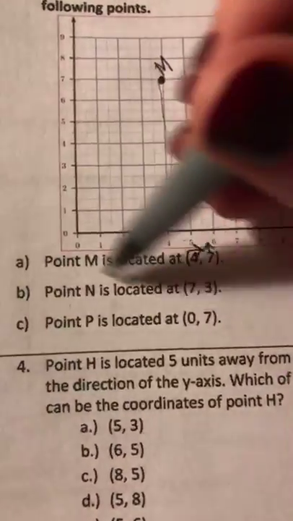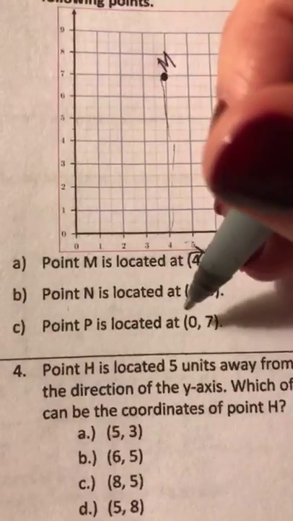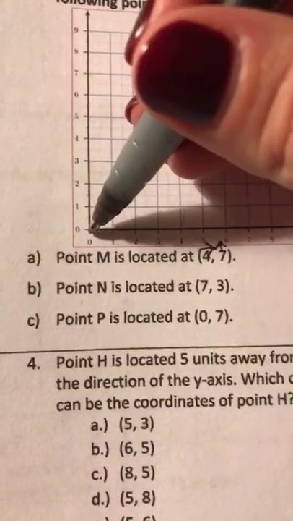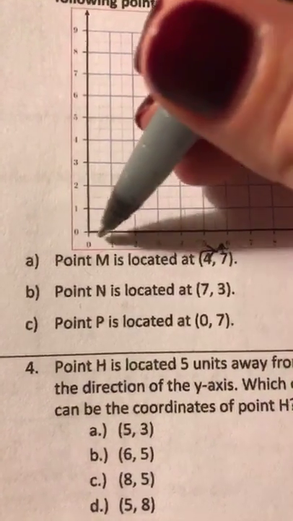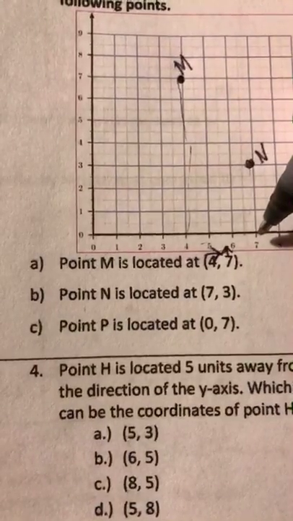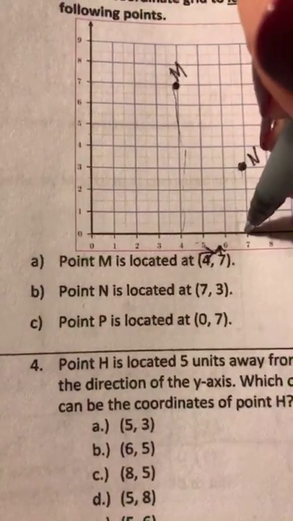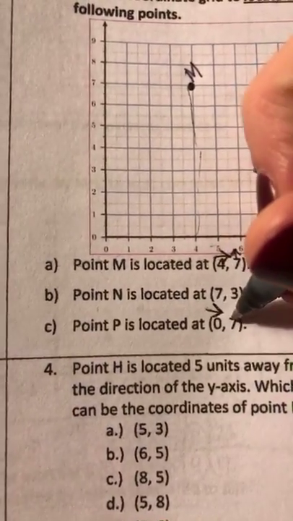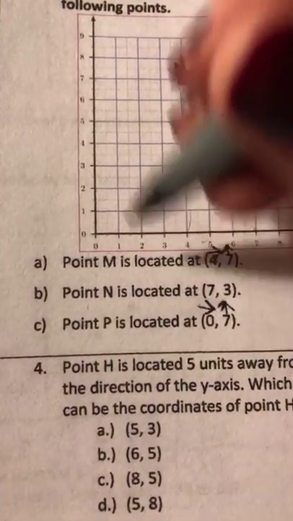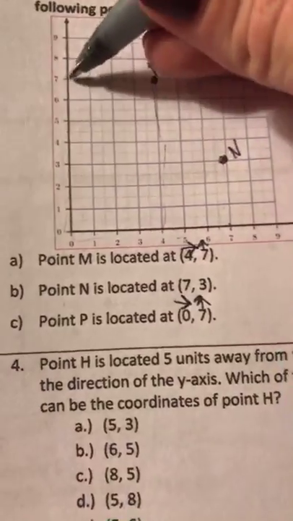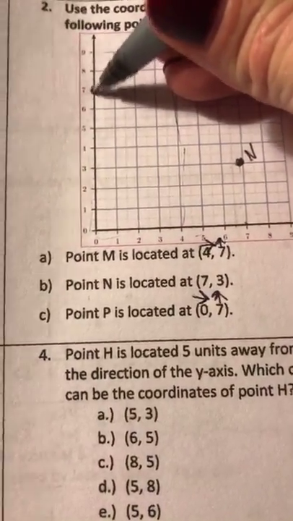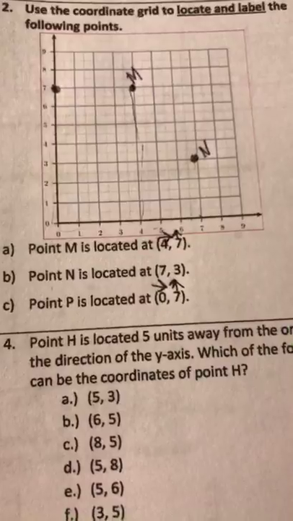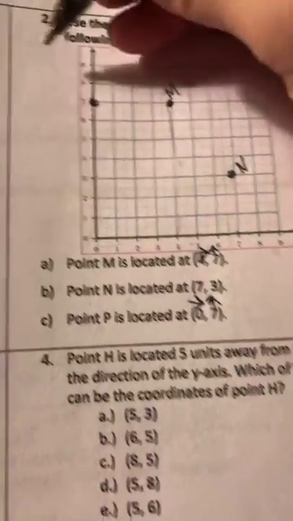And then point P is 0, 7. And this is where people get confused all the time. They're going to end up wanting to stay at the 0 and go across 7. But in fact, I'm going to go across 0 and up 7. So go across 0, up 7. That's where it's going to be. So that's a little bit of a distractor that people tend to get often.